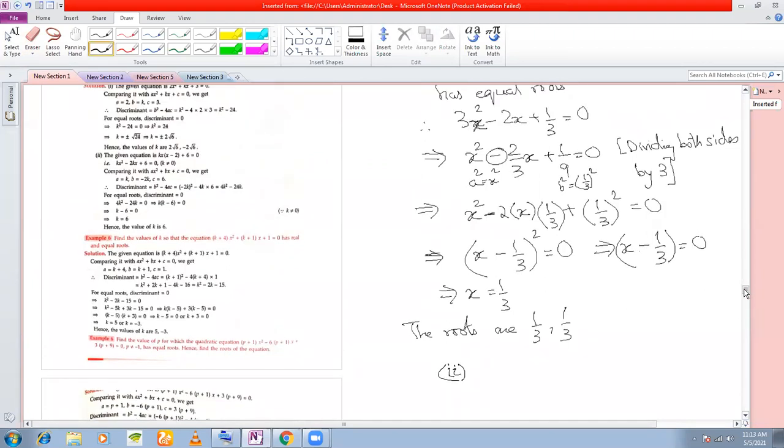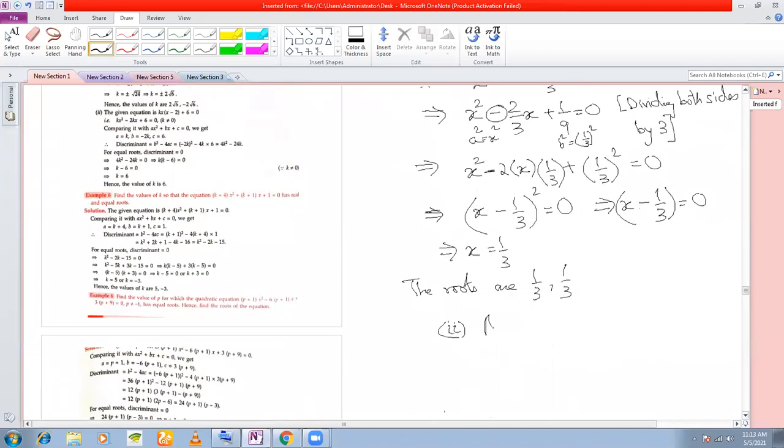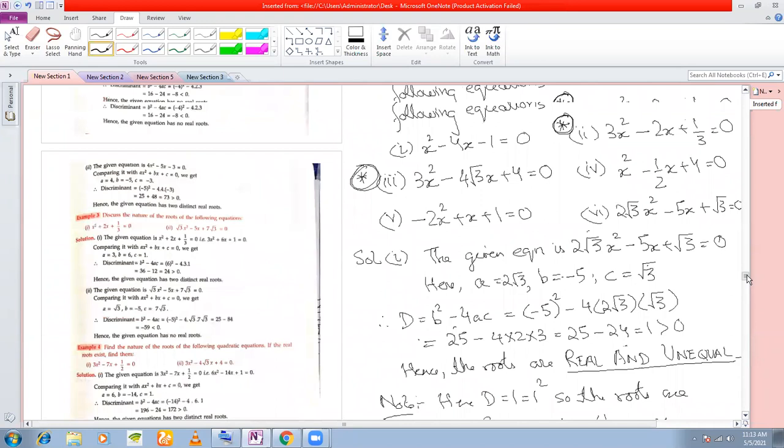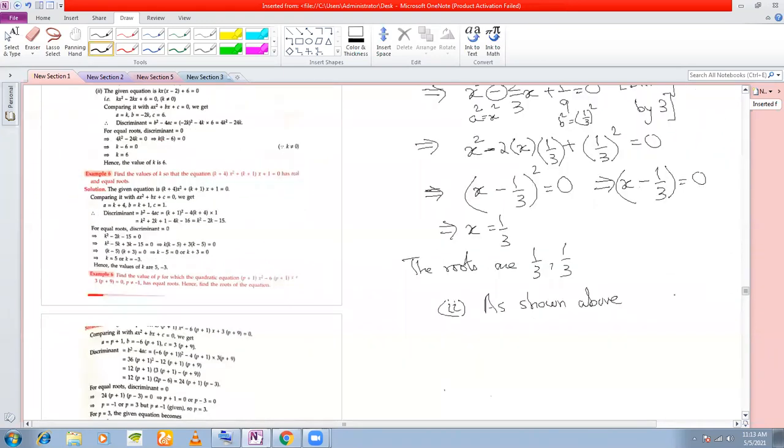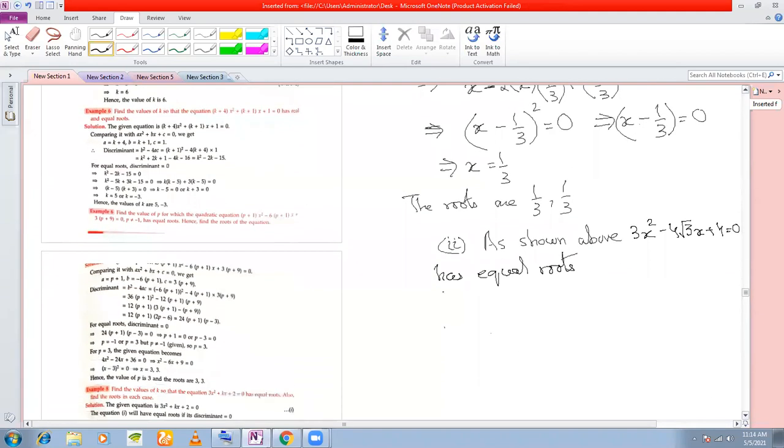Consider the next one. As shown above, what is this one that I have marked here? Yes, 3x square minus 4 root 3 x plus 4 equal to 0. This is the quadratic. As shown above, this has equal roots, right? This has equal roots. Now, that means this can be expressed as a perfect square. So we have the left-hand side of this equation can be expressed as a perfect square.